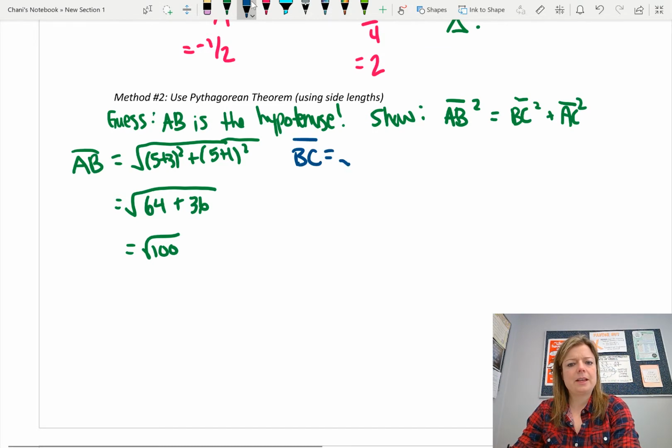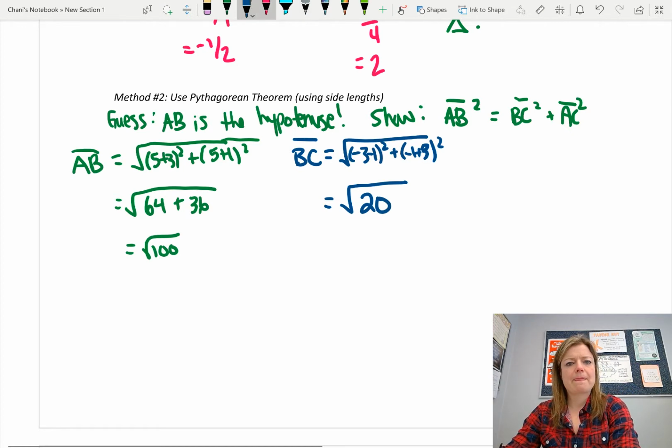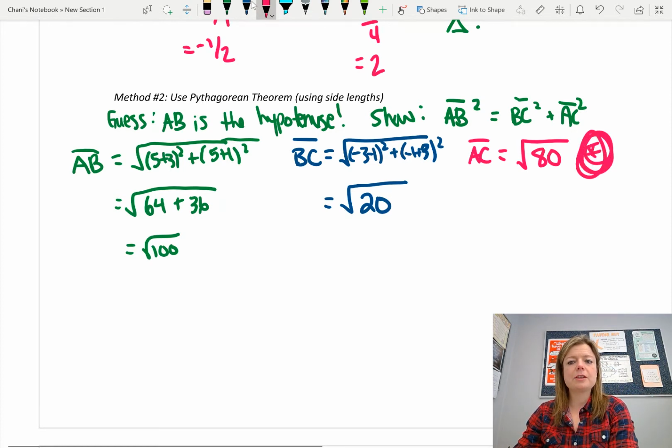Okay, the length of BC, same process. You get -3 minus 1 all squared plus -1 plus 3 all squared. Okay, you get the square root of 20. All right, and then you do the length of AC. Okay, I challenge you to do this one on your own. So pause the video and find the length of AC, leave it as a square root. Okay, you should have gotten square root of 80. If you didn't, please make sure you see me tomorrow so we can figure that out.